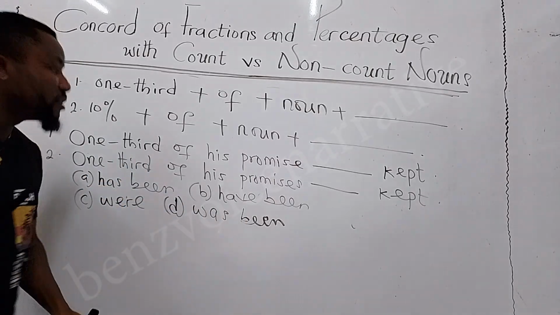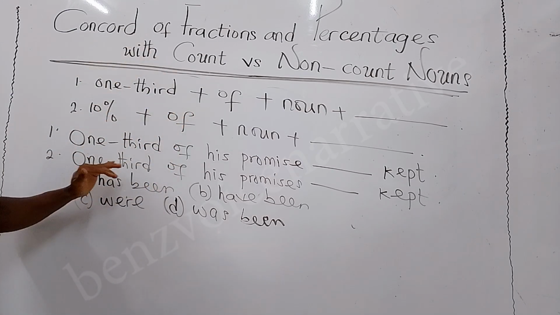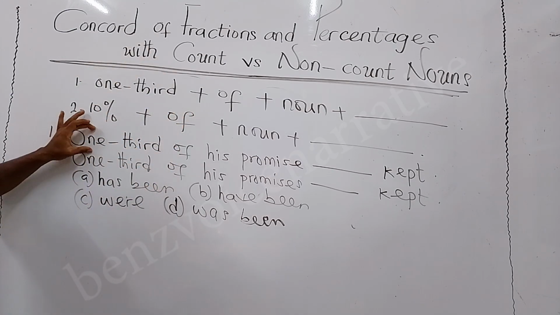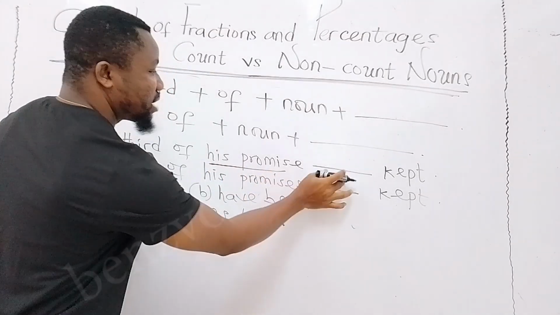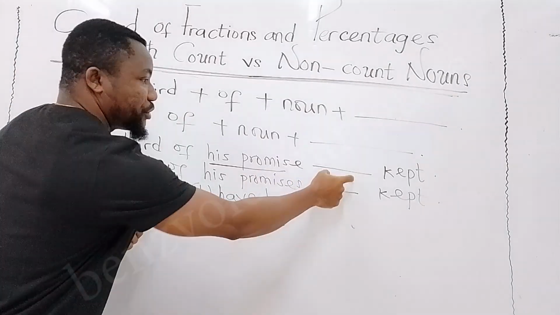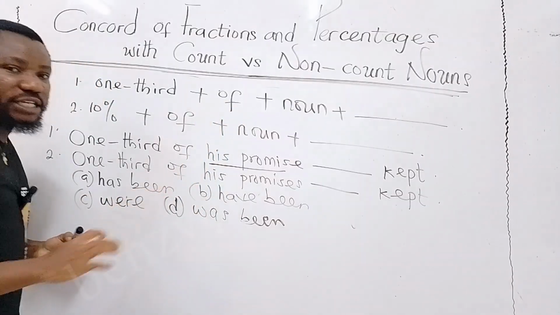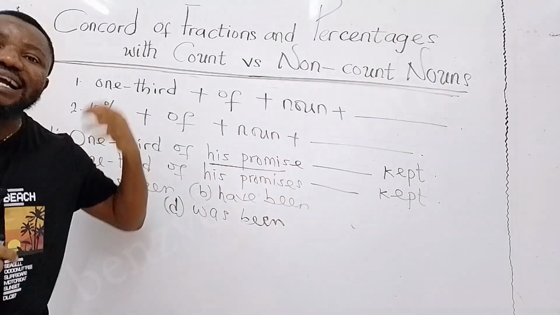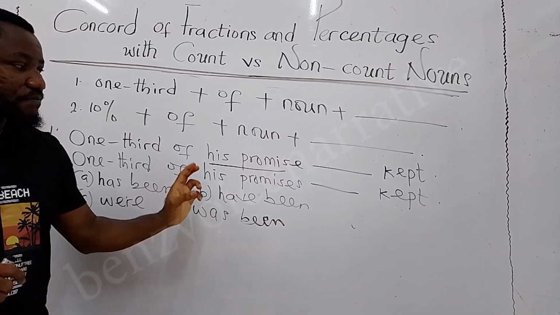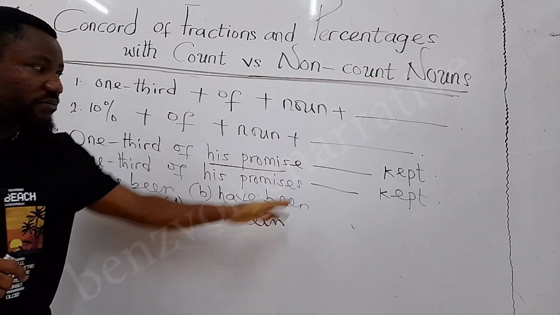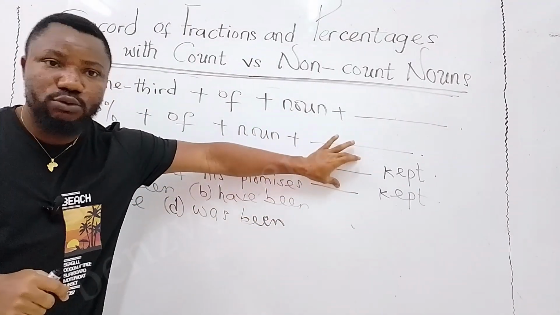was, been. So the rule states that when you have this structure, this pattern of 1/3, the fraction, followed by of, followed by a noun, and then the verb, the verb here will be controlled by the nature of the noun in this place. If the noun is countable, then if that noun is in the singular form, your verb will be singular. If the noun is plural, then your verb will be plural.